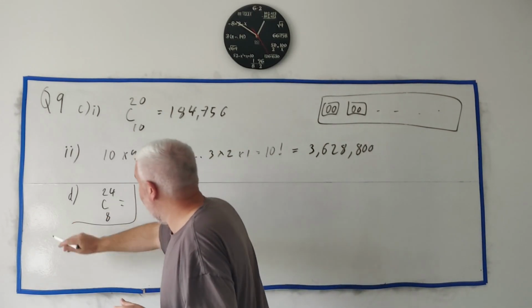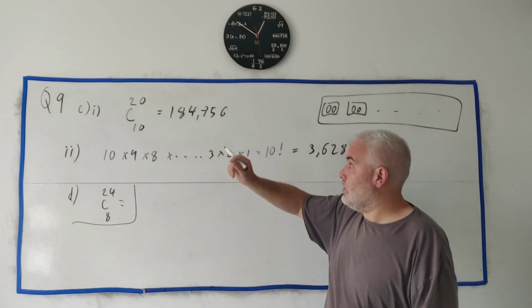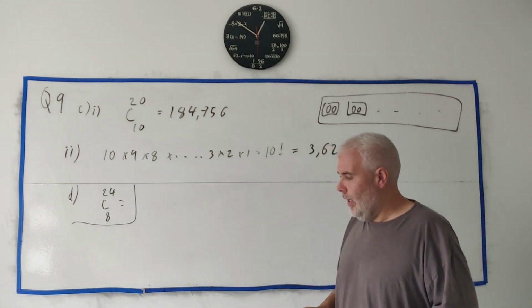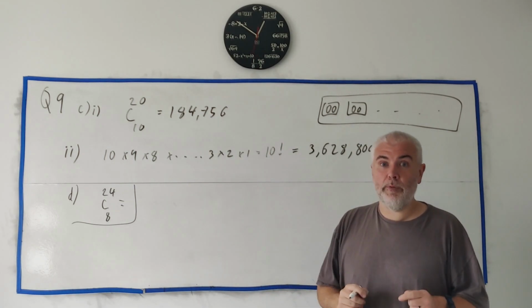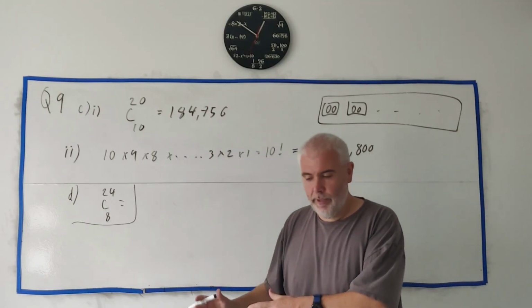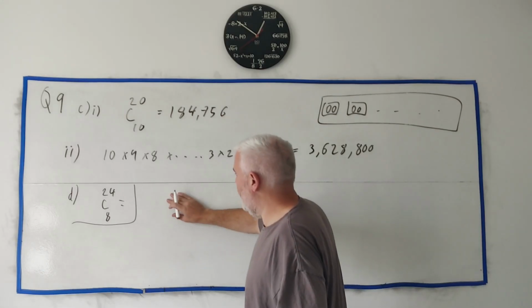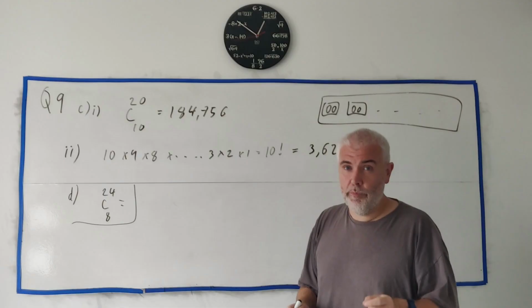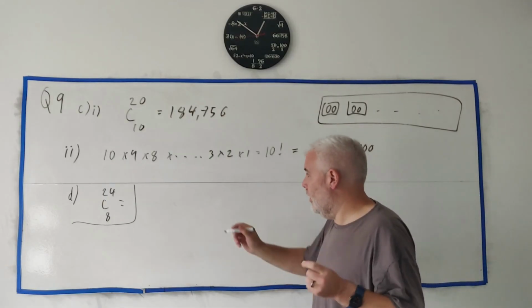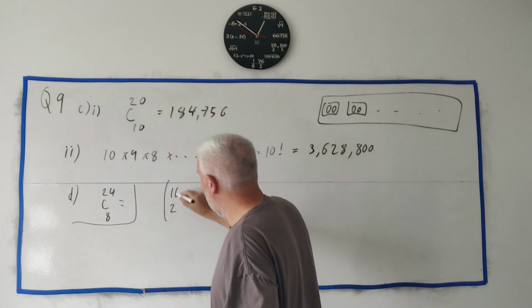Okay, so here's what I think D is asking us. It's like C part 2 again. We have a group of 8 people and they're going to choose 2 people out of a group of 16 people. How does that look? The first person is going to come along and choose 2 people out of that group of 16. So that's going to look like this: 16 choose 2.